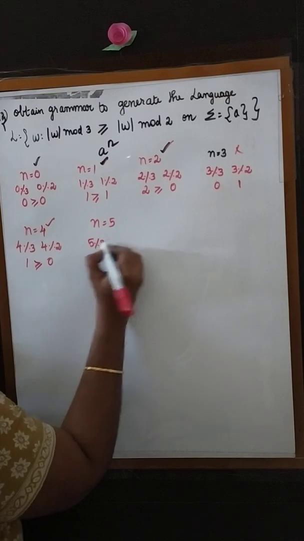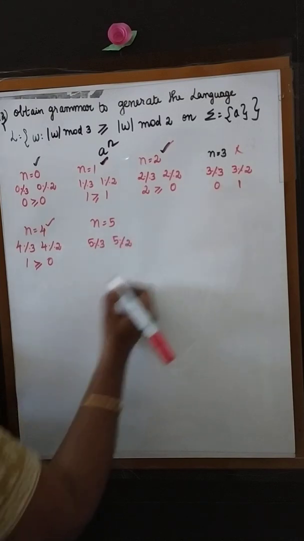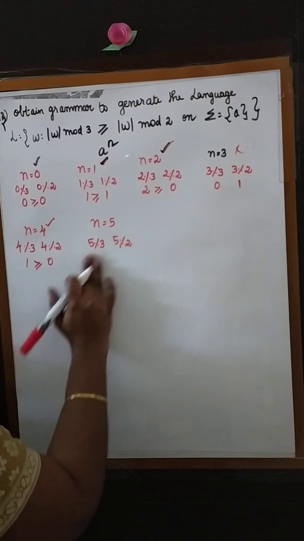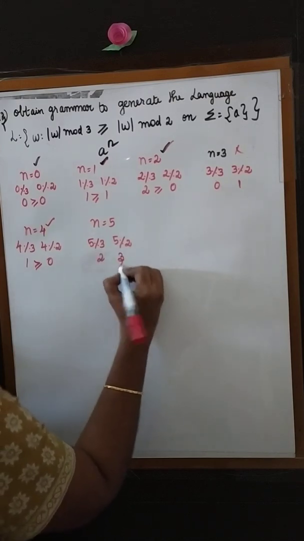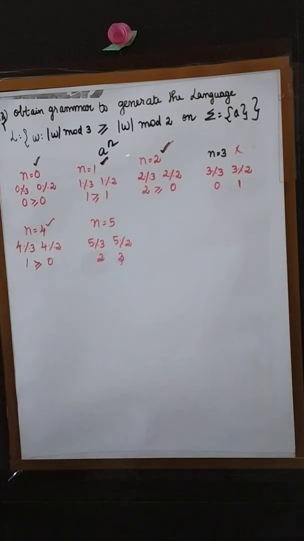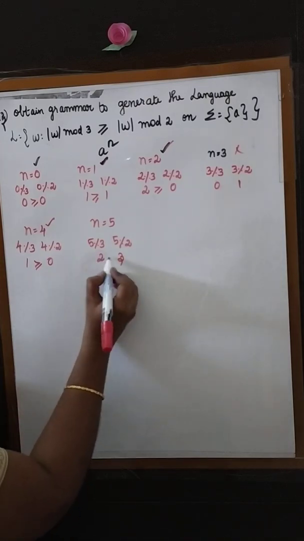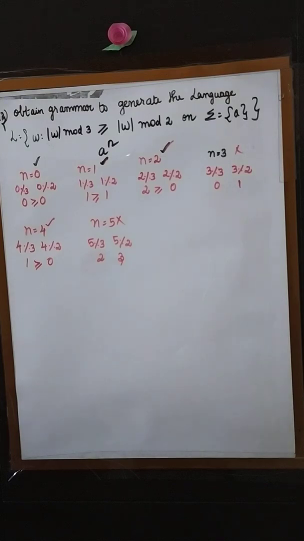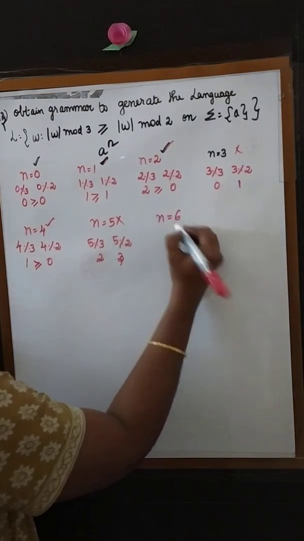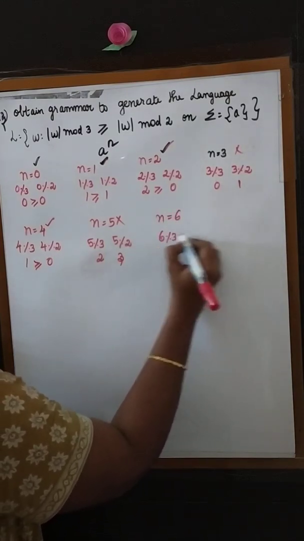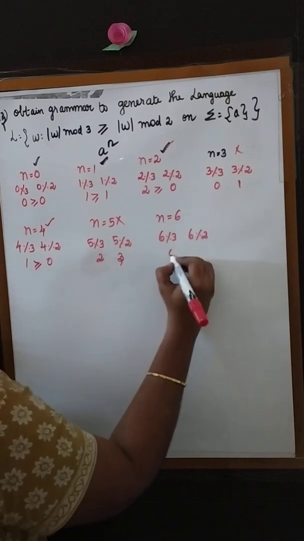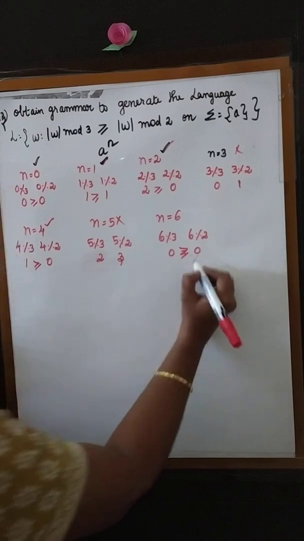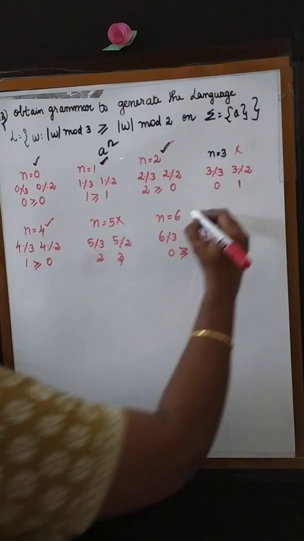So when my n equal to 5, what happened? 5 modulo 3, 5 modulo 2, right? I will get 2 here and 1 here. Now this is small and this is greater. So I cannot take my n equal to 5. Next I will take n equal to 6. 6 modulo 3, 6 modulo 2. Here I will get 0, here also 0, which is equal. So that means we can take n equal to 6.